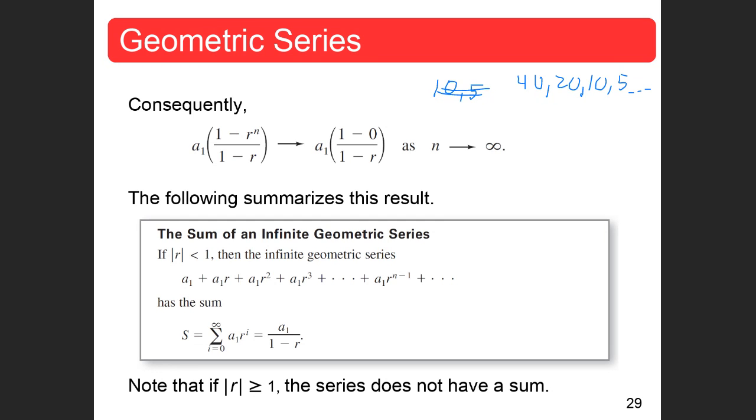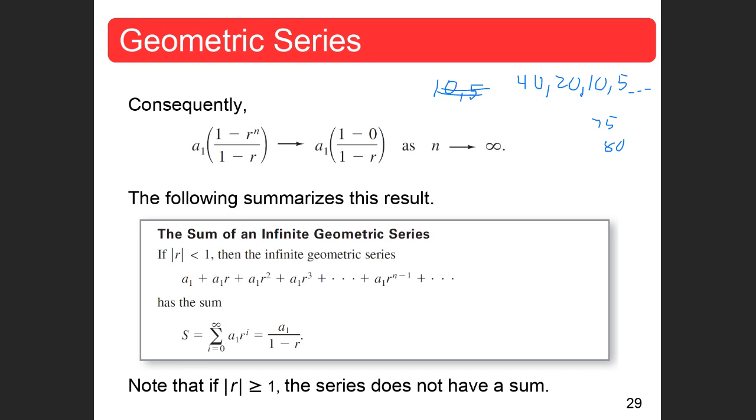So if I was going to do this problem, I look at this, and 40 plus 20 is 60, plus 10 is 70, 75. Then I'm going to add 2.5 to that, and then more. I'm thinking it's going to be close to 80. But I don't know for sure.